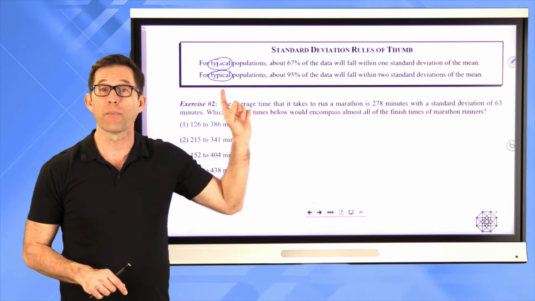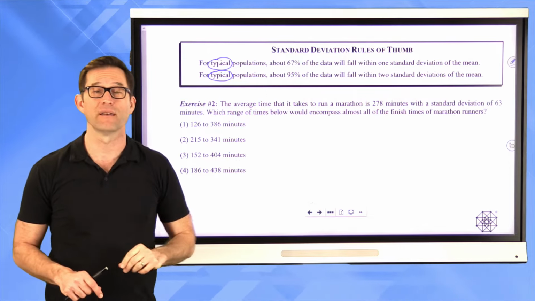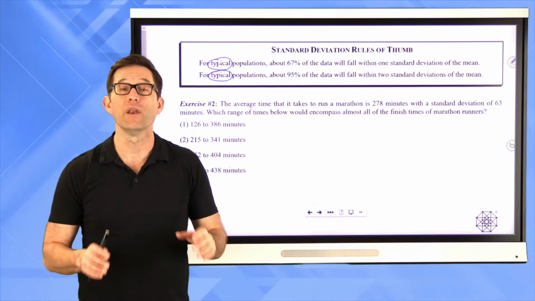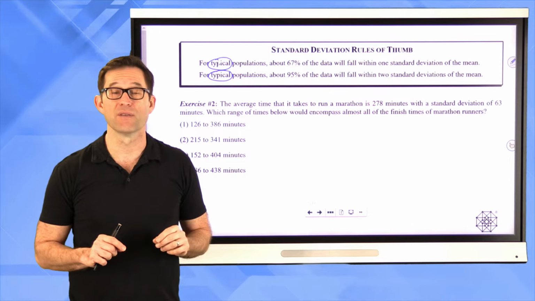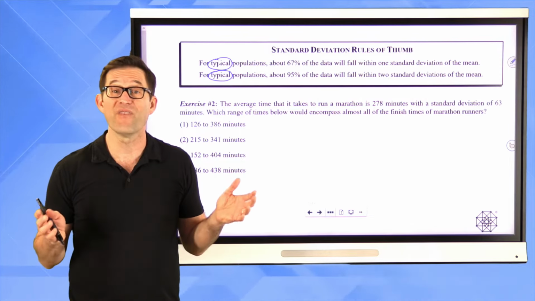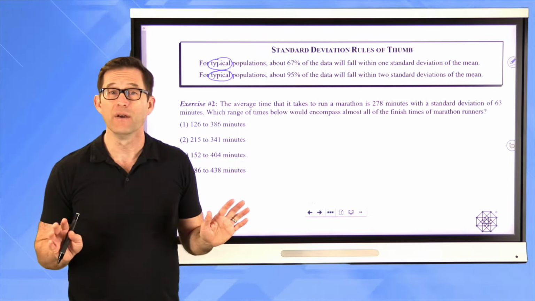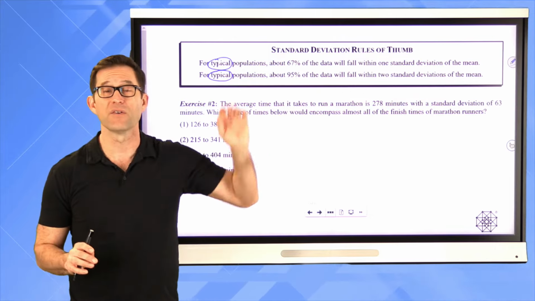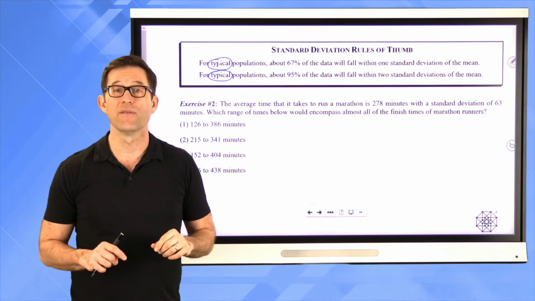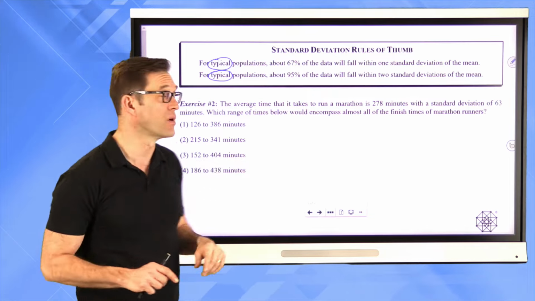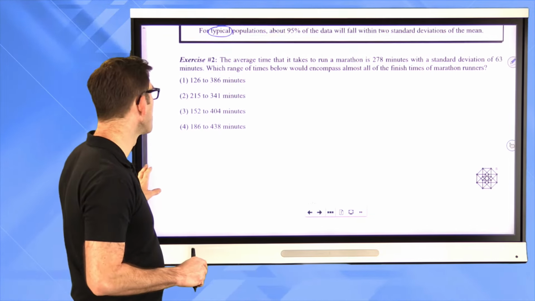Now, for typical populations, about 95% of all the data will fall within two standard deviations of the mean, right? So that's the vast majority of it, but not all of it. We don't expect all data to fall within two standard deviations of the mean, but the vast majority of it will. So let's take a look at a little problem on that.